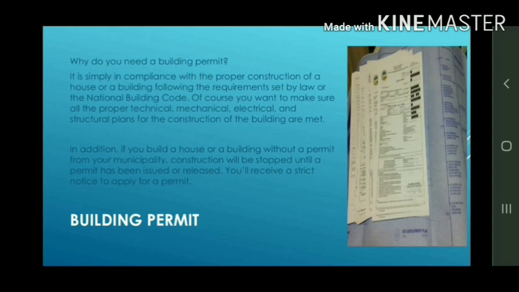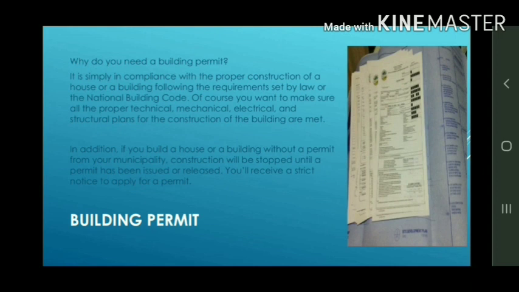Of course, you want to make sure all the proper technical, mechanical, electrical, and structural plans for construction of the building are met. In addition, if you build a house or a building without a permit from your municipality, construction will be stopped until a permit has been issued or released. You will receive a strict notice to apply for a permit. That is the main reason why we need a building permit.